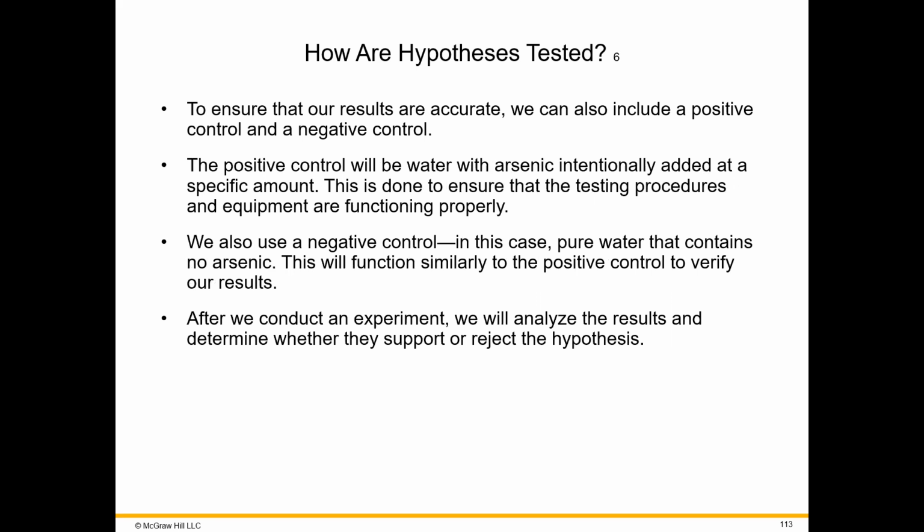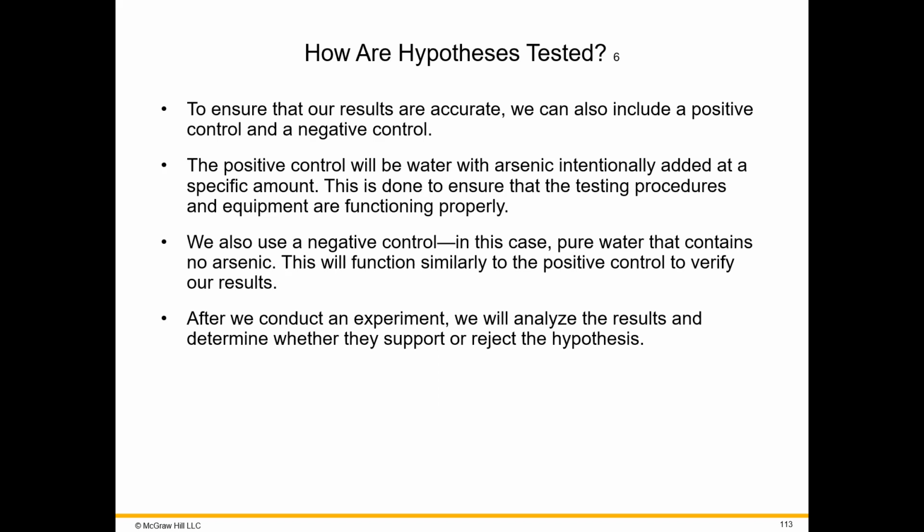And to ensure that results are accurate, you can also include a positive and a negative control. A positive control will be water with arsenic intentionally added at a specific amount, right? Something that you can compare it to. And a negative control is pure water that has no arsenic, right? So for both of these, you know the exact levels. One has none, one has a specifically added amount.